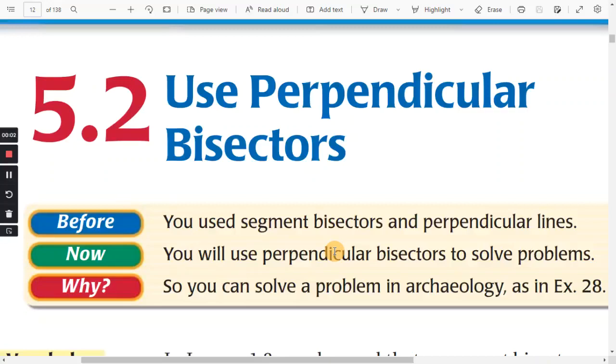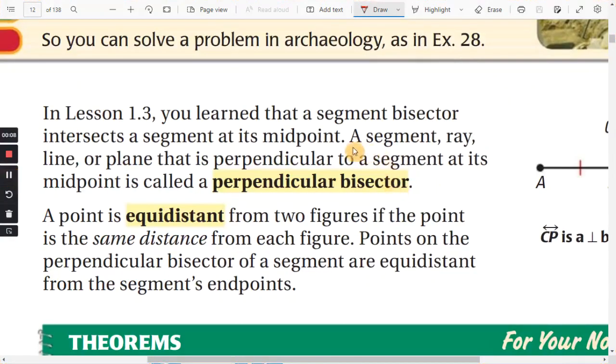Chapter 5.2, use perpendicular bisectors. Okay, so a segment, ray, line, or plane that is perpendicular to a segment at its midpoint is called a perpendicular bisector. Let's take a look.